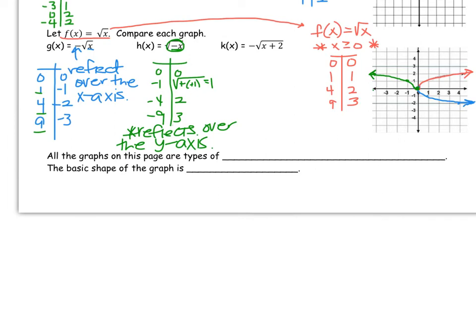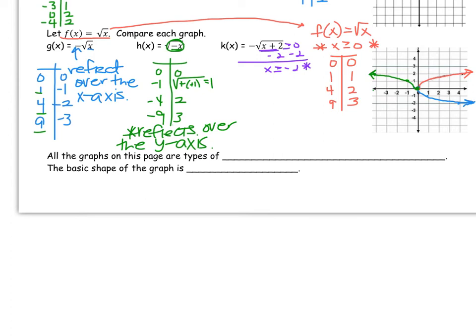K of x has a double thing happening here. Not only is there a negative on the outside, but there's x plus 2 as the radicand. This changes our domain. So now we have to think about, oh boy, if there's something with a domain rule, we have to worry about that as well as the transformation. Remember the rule for the radicand. Whatever's on the inside has to be greater than or equal to 0. So if I move 2 over to get x by itself so that we know what to plug in, x has to be greater than or equal to negative 2.